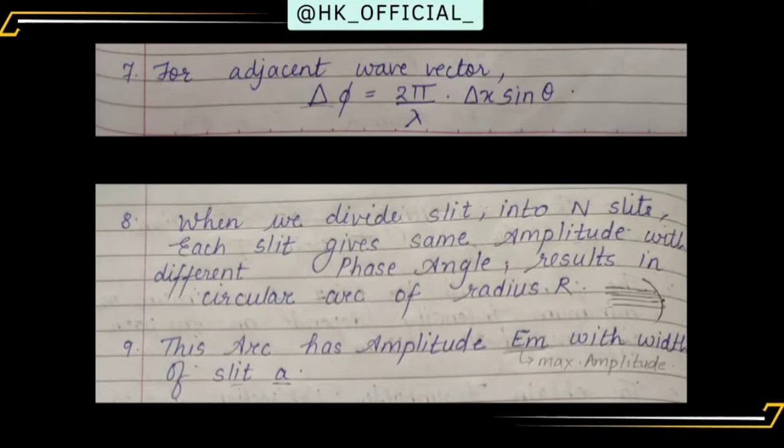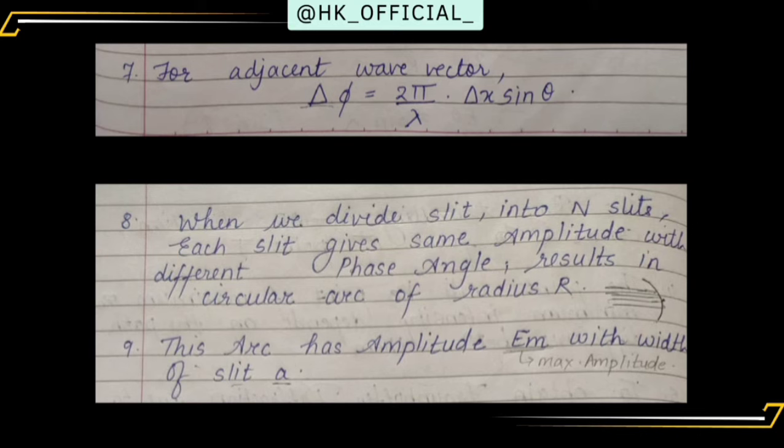Now for the 7th point, you can write it for the adjacent wave vector. You just have to use the delta symbol to make the difference. Delta phi will be equal to 2 pi by lambda into delta x sine theta. The equation is the same. Don't feel it is different, we have just written it for the adjacent wave vector.